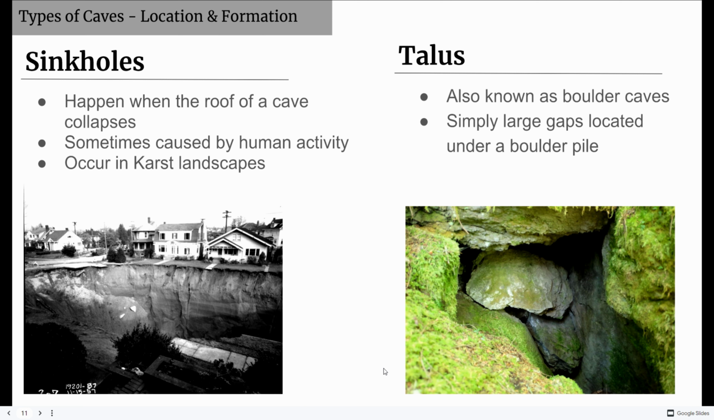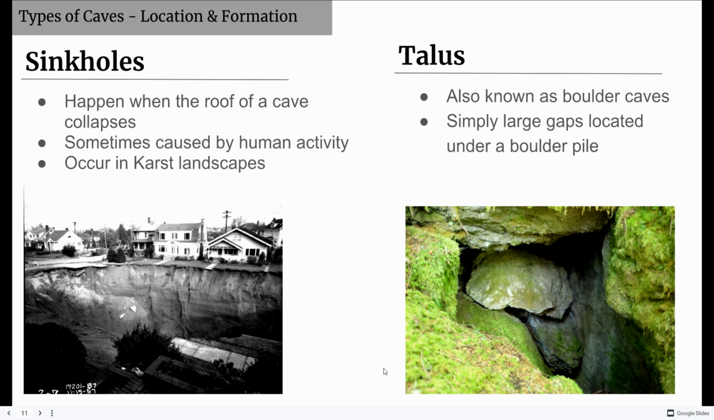A sinkhole is basically what happens when the roof of a cave collapses. So you have a cave that's formed underground. It gets larger and larger, and eventually the roof of it is not supported enough, so it collapses in on itself. When it does that, everything above it falls as well, and basically fills in the opening that was the cave. Whatever's on top of it falls with it.